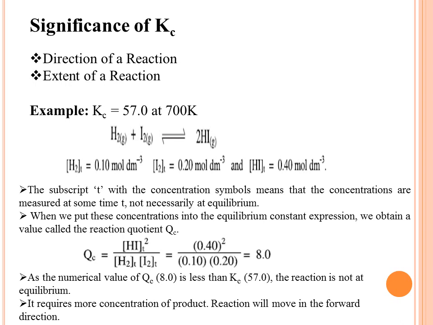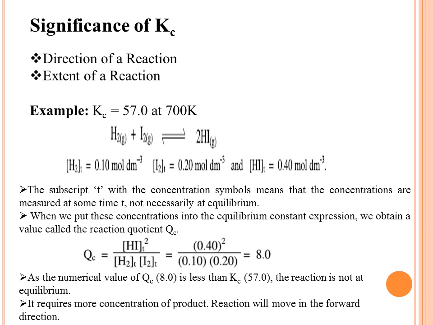For example, here hydrogen and iodine join together to form hydrogen iodide. This is a reversible reaction. Now when this reaction achieves equilibrium, the molar concentration of the reactants will be equal to the molar concentration of the products, and definitely it will be at a particular time. The value of the equilibrium constant of the hydrogen iodide reaction is 57 at 700 Kelvin. As we all know, the equilibrium constant is temperature dependent.